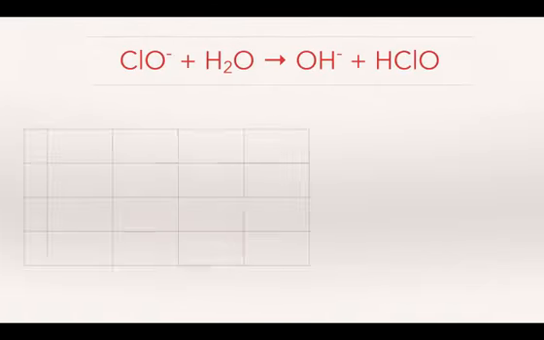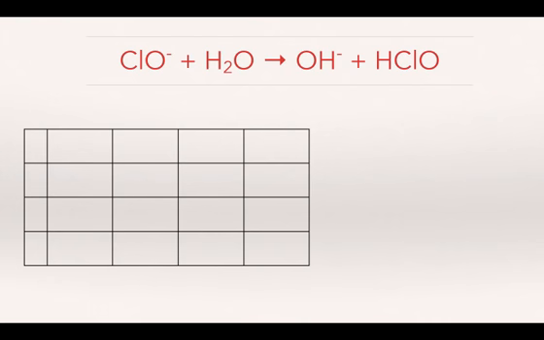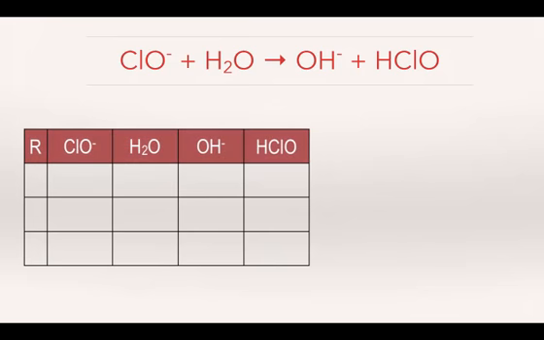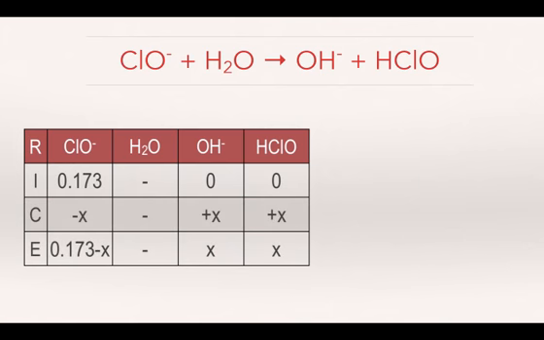Now, because we have only the hypochlorite ion, we need to write out our new reaction. And hypochlorite ion, being a weak base, will react with water to produce hydroxide and hypochlorous acid. In our Rice table, we start off with 0.173 molar of hypochlorite ion. We have none of the hydroxide and hypochlorous acid to begin with initially. We set up our change, and this would be our equilibrium values.